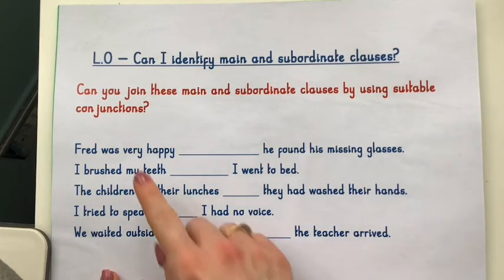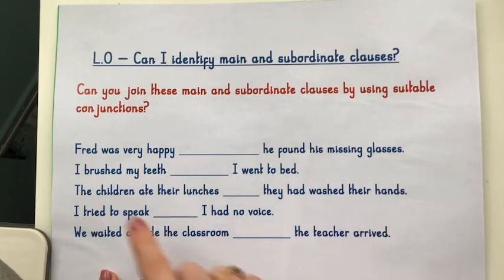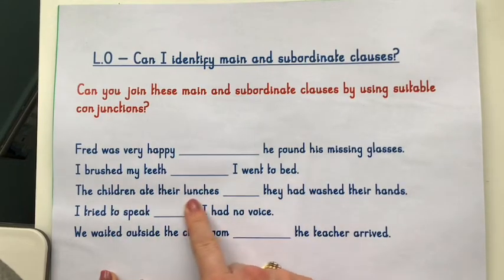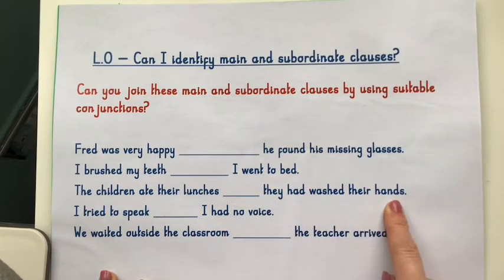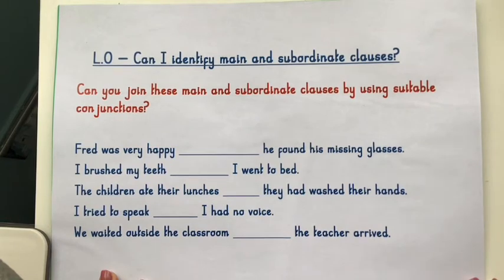So we've got: Fred was very happy, something he found his missing glasses. I brushed my teeth, something I went to bed. The children ate their lunches, something they'd washed their hands. I tried to speak, something I had no voice. We waited outside the classroom, something the teacher arrived. So think of some suitable conjunctions that would make sense in those sentences. Pause the video and have a go.